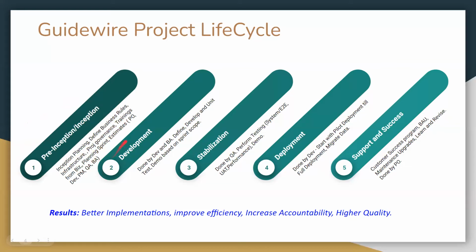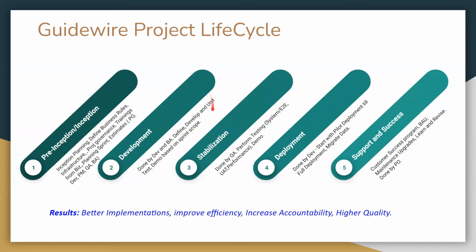In this phase, everybody is involved, like the product owner, developer, project manager, and QA. Not every QA team member will be involved; basically the QA manager or QA lead, and that is enough because this is high-level planning. Once this planning is done, the development phase starts. In development, based on the requirements given by the business rules, the developer starts working on the development. The developer performs the define and develop, also conducts the unit test, and should provide the demo based on the sprint scope.